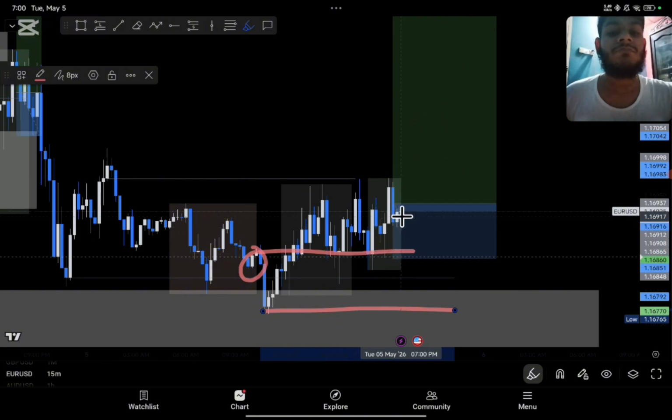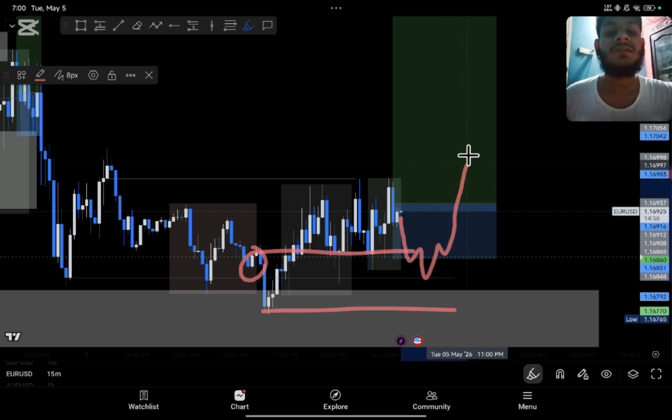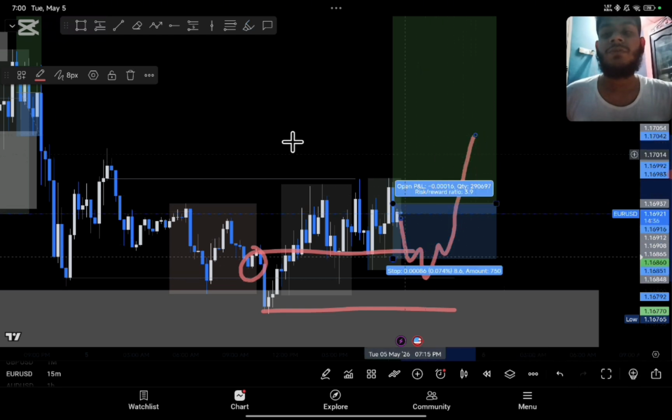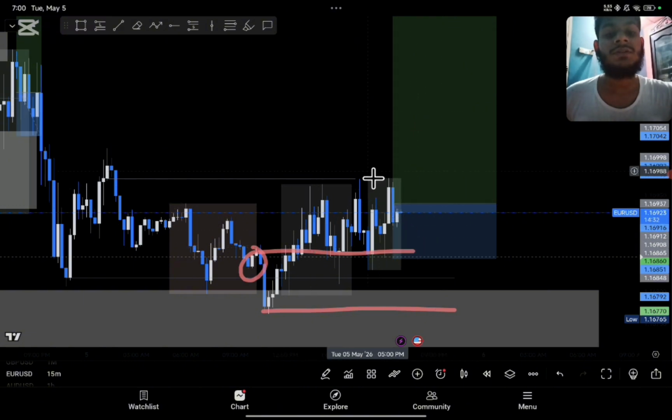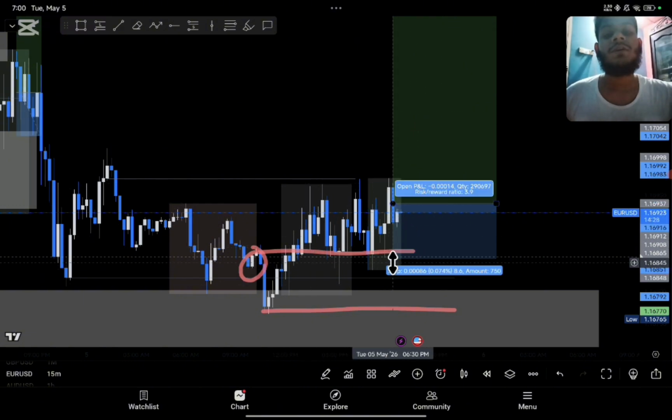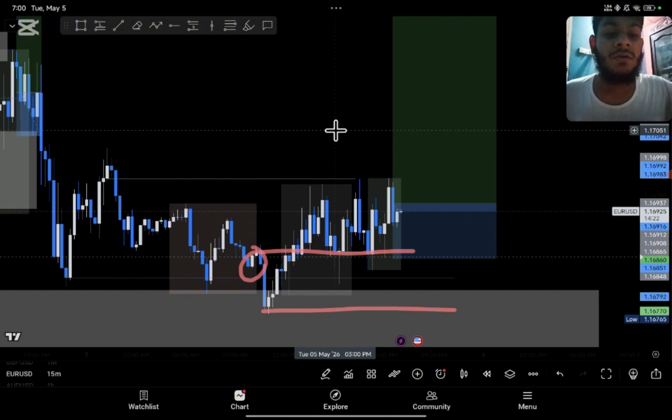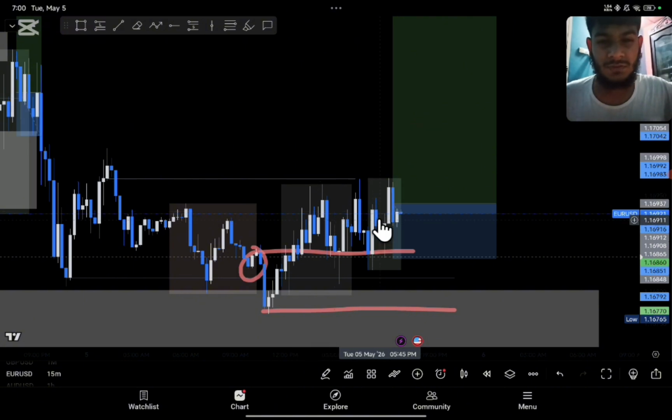So direction wise, even if price might do something like this, I wouldn't complain. It's just my bad that I have executed too early, or I have put my SL in an uncomfortable area out of greed and everything. But still, it is what it is.